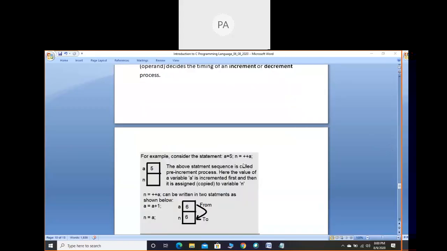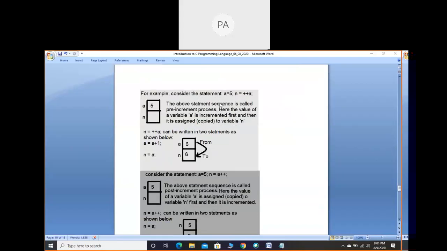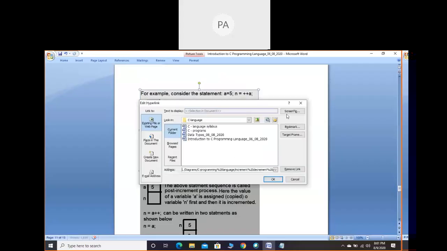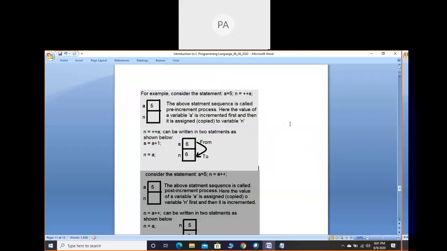So we will see that example here. See, for example, consider the statement a = 5, n = ++a. I hope it is visible on this image. a = 5 and n = ++a. So let me open this hyperlink. I'll try to explain here. Now in the statement n = ++a, we have two types of operators. That is, equals to is one type of operator, the assignment operator, and ++ is another type of operator, that is the increment operator.